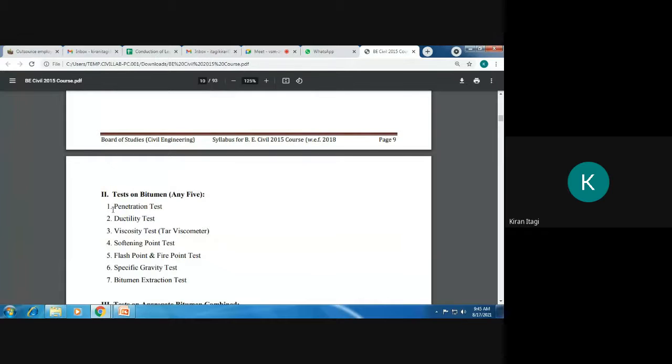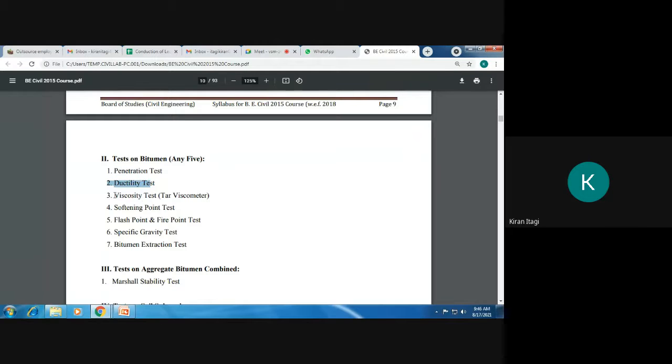The new thing will be the tests on the bitumen. Whatever dark material you see on the road is nothing but bitumen, tar or asphalt. Here we have another 7 experiments, that is, the penetration test. You take the bitumen, which is a semi-viscous material, and we will drop a needle having a weight of 100 grams, to see how much it penetrates the bitumen. We will see this in detail in the practical part.